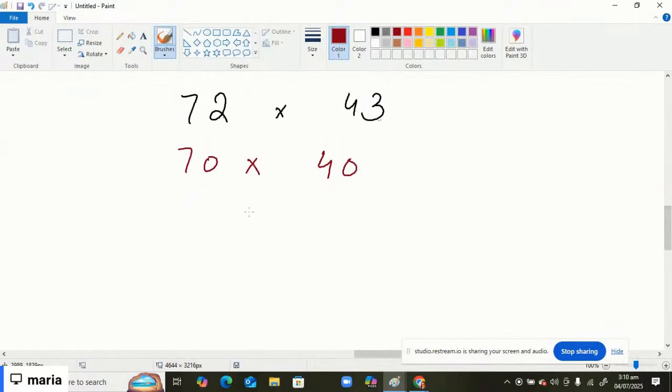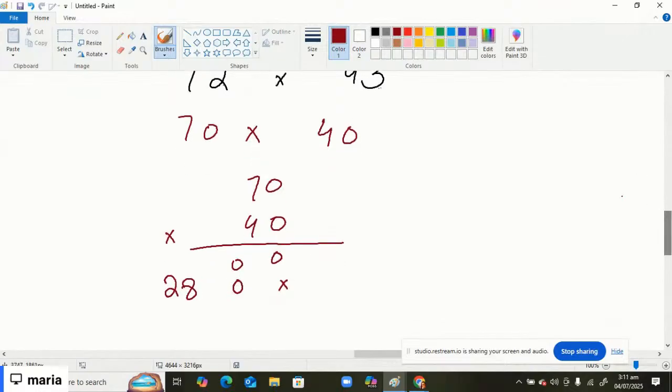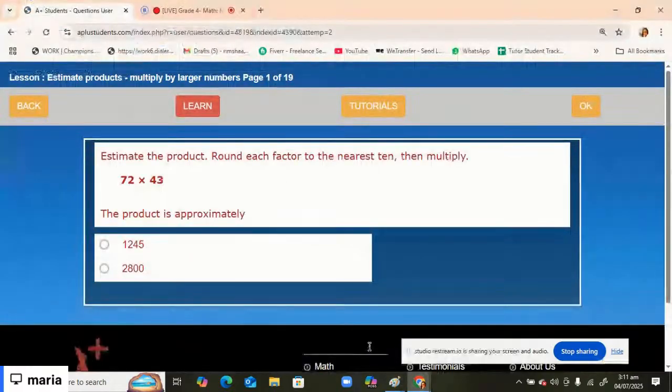Now 70 times 40. Let's multiply and then write the answer. 70 times 40. So first of all, multiply 0 with both of them, then this should be 0. Now 4 times 0 is 0 and 4 times 7 is 28. Now what is the answer we get? 0, 0, 8 and 2. So this is 2800. Let's see, is there any option for 2800? Yes, it's here. So here we go with this one.